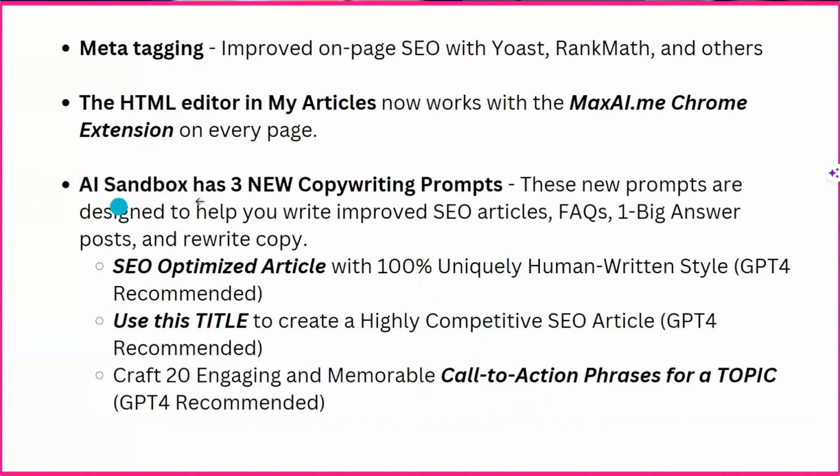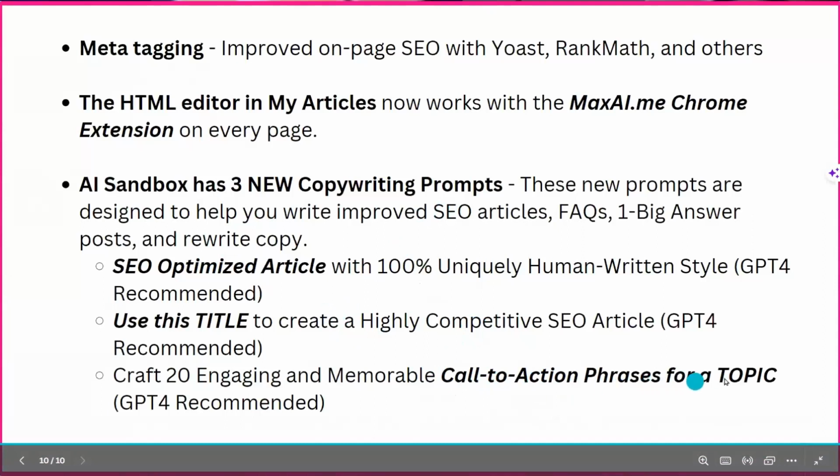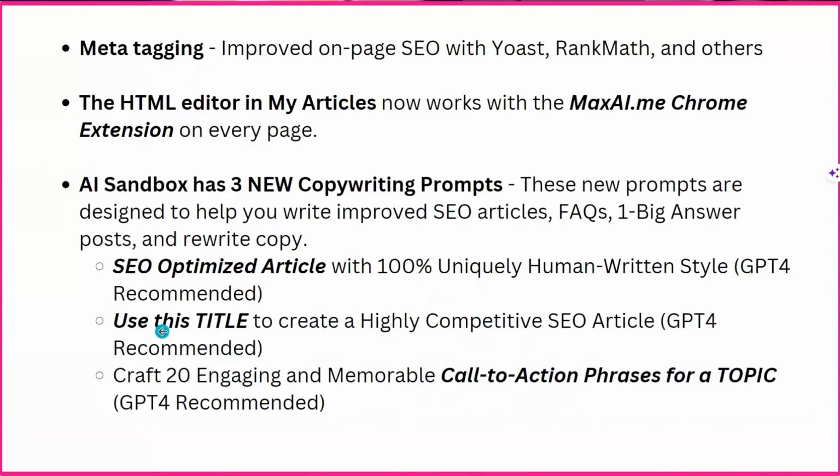Okay. The AI Sandbox has 3 new copywriting prompts. I've already tested them. They're great, especially this one, call to action phrases for a topic. How you get the AI Sandbox is if you have the agency license. So if you bought that lifetime agency, you got it. If you got the monthly agency, you got it too. But we put prompts in there that we use a lot, or that we find interesting, that we think maybe y'all might like. So let's take a look at these 3 new ones here.